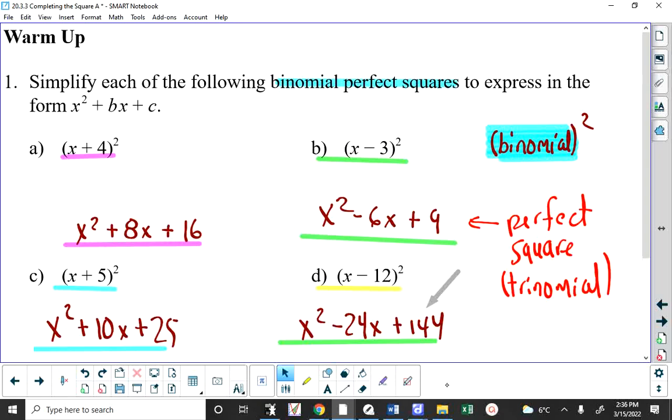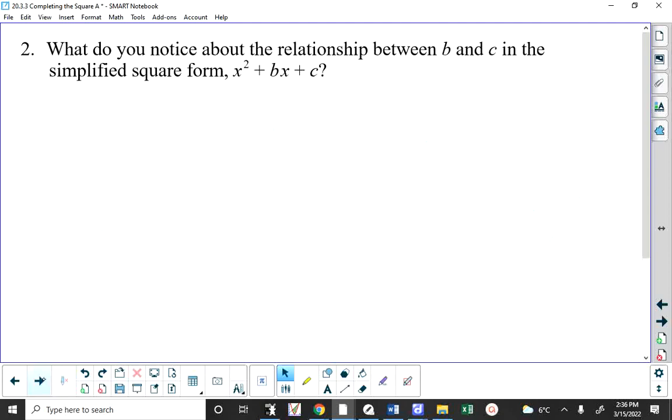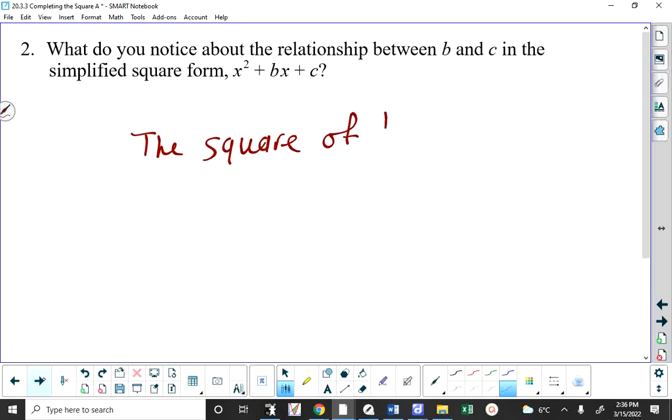C is equal to B divided by 2 squared. Right. And you don't mean B divided by 2, squared. You mean B divided by 2, then squared. The square of half of B equals C.